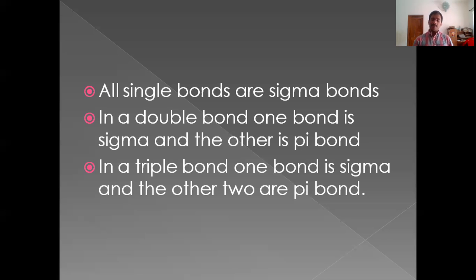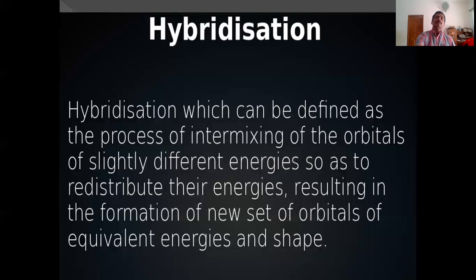What is hybridization? Hybridization is the intermixing of the atomic orbitals of slightly different energies so as to redistribute their energies, resulting in the formation of a new set of orbitals of equivalent energies and shape.